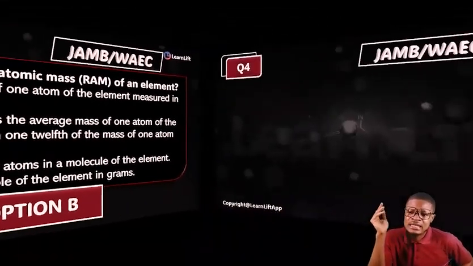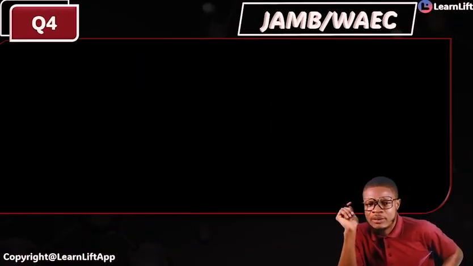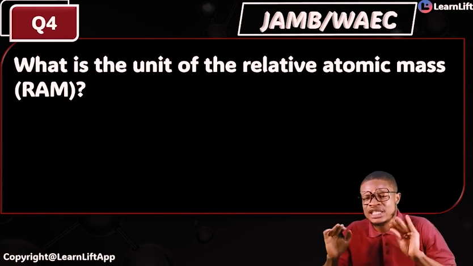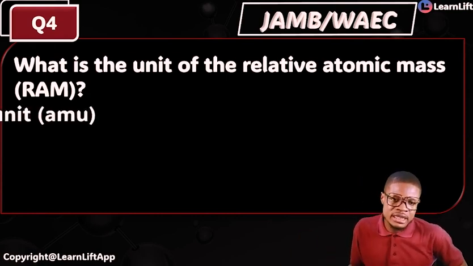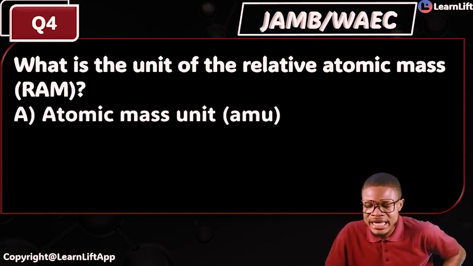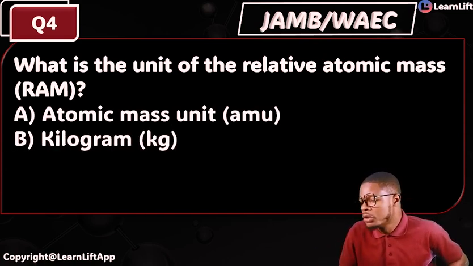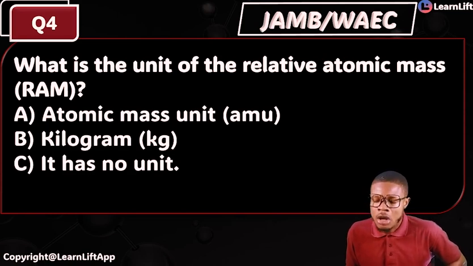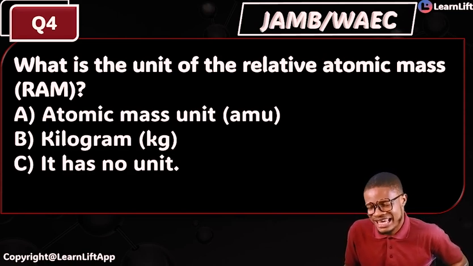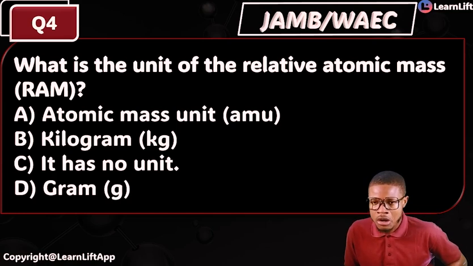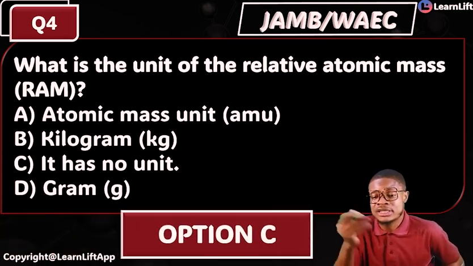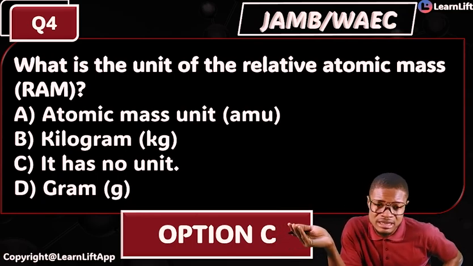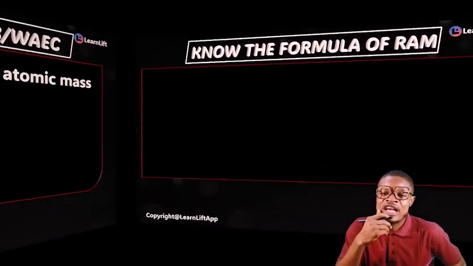Look at another powerful question. What is the unit for relative atomic mass, RAM? Option A says atomic mass unit, AMU. Option B says kilogram. Option C says it has no unit. And option D says grams is the correct answer. What is the correct answer? Of course, it has no unit. Option C is the correct answer. Does it make sense now?